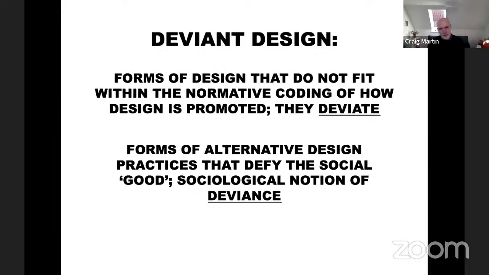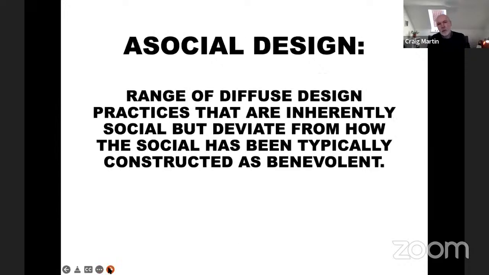The second idea of deviation that I talk about is primarily sociological. So this is really forms of alternative design practice that defy or go against this idea of the social good. So in particular, forms of design that we might think of as illegal or illicit. By that, I'm using the sociological or criminological notion of deviance, i.e. something that is abnormal.